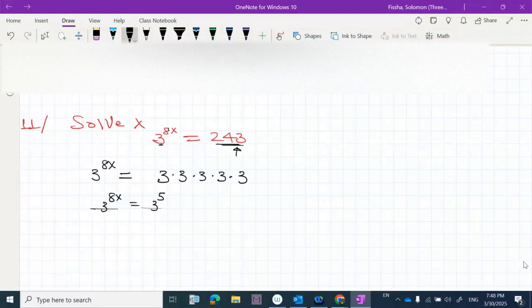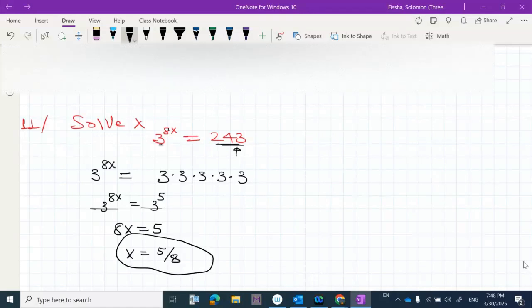So this 3 will cancel with this 3. So 8x equals 5. And then the x value is x equals 5 over 8. You divide both sides by 8. So 5 over 8 is the answer.